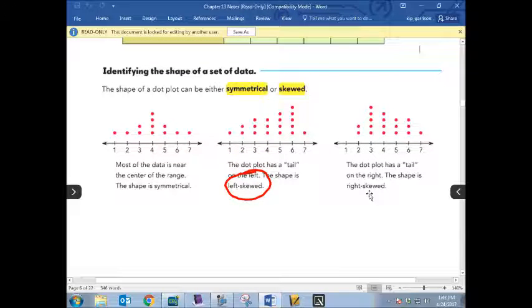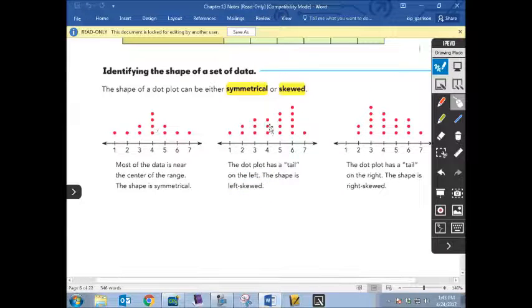But you can see this one here would be right skewed because the data is on the left, and then the tail would be going to the right. So skewed just means most of the data is to one side or the other. It's not all in the middle or anything like that, like this one is.